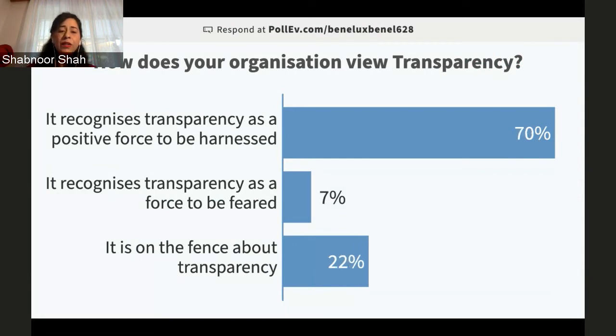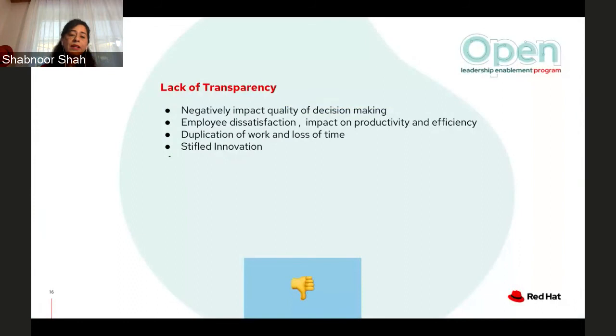So let's take a look at what effects a lack of transparency could have, if it's not present. Now, to be upfront, lack of transparency can have devastating effects on organizations, and that can sometimes leave a permanent strain on companies' brand image. Excessive secrecy can undermine the quality of decision making.